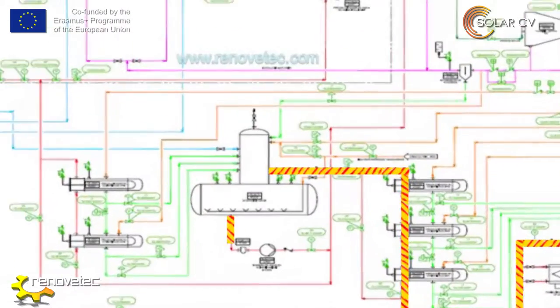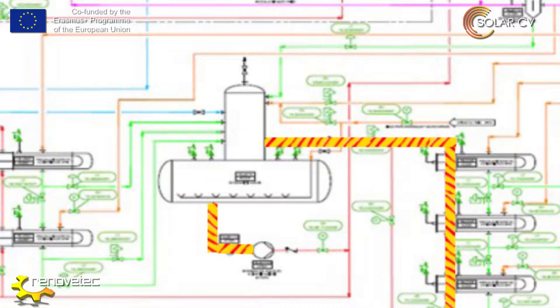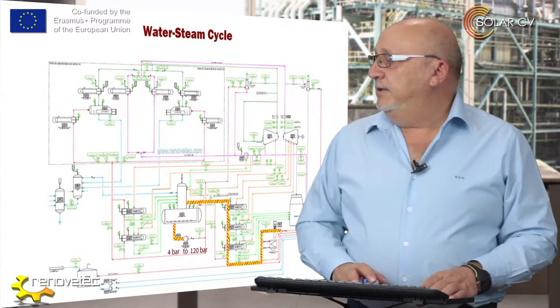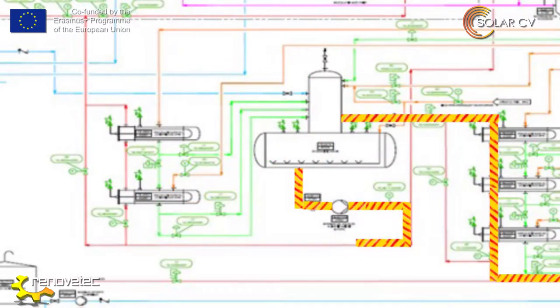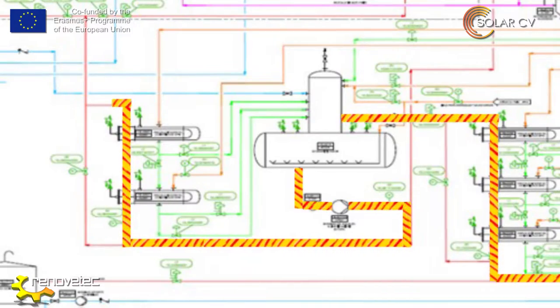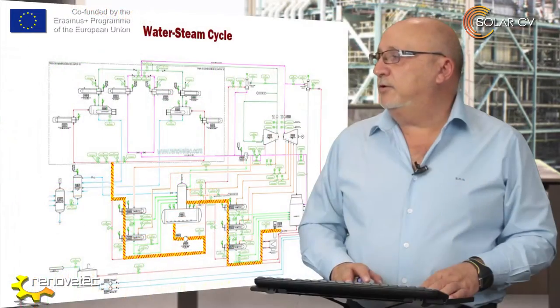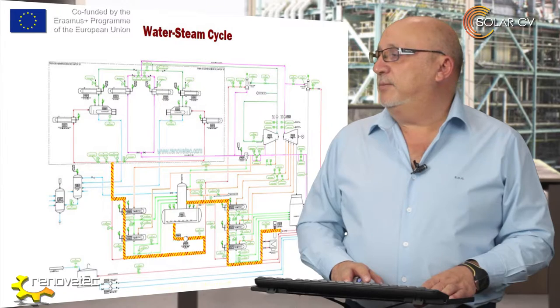We have the pump. This pump is very important in the system. This is the feed water pump. It increases the pressure a lot, from more or less 4, 5, 6 bar to 100 bar or more, and pumps the water to cross the preheater. The pump increases the pressure in order to avoid the loss of pressure that we have crossing the HP preheater, the high pressure preheater.